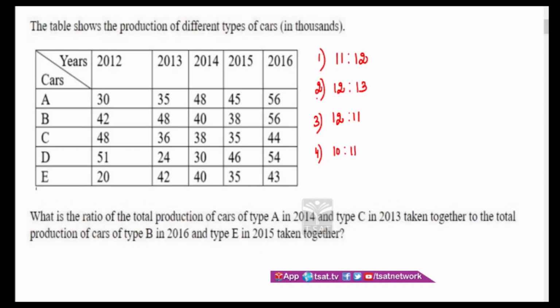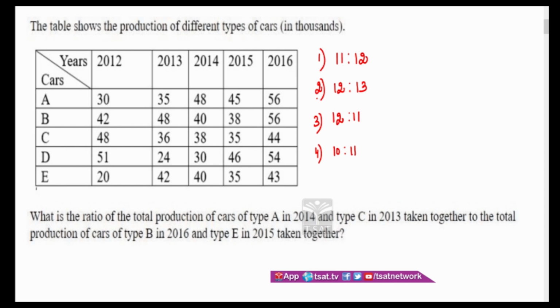Now let's look at the graph given. Now look at the given data. The data is completely given in terms of a table. Now look at the data, what it shows. The table shows the production of different types of cards in thousands. Everything is in terms of thousands, so you don't need to worry about that thousand. Now look here. There are 5 rows, A, B, C, D, E, and years 2012, 2013, 2014, 2015, 2016 are given in terms of columns.